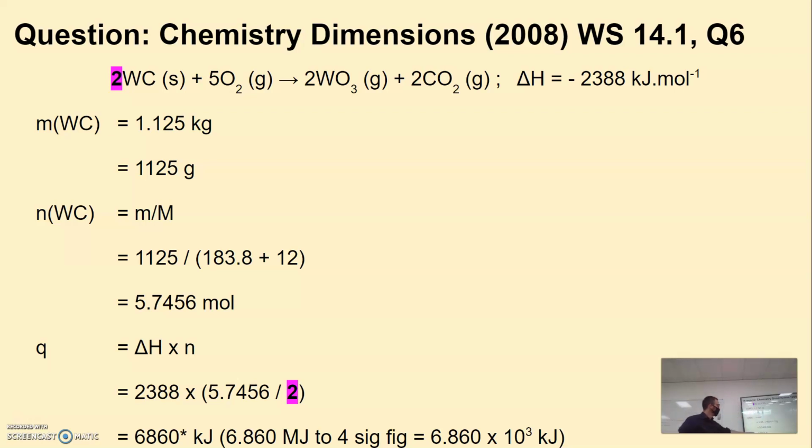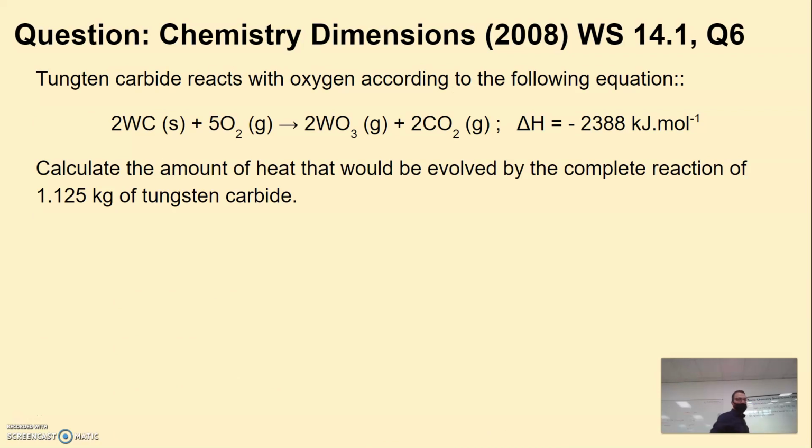5.74. Then delta H times n. I'm dividing by 2 because 2 mole gives me this, so therefore 1 mole gives me half of that. Gives me 6,860 kilojoules, or we could write that as 6.860 megajoules, or as 6.860 times 10 to the 3 kilojoules in scientific notation. So I'd accept any of these 4 responses. 4 significant figures because there are 4 significant figures in the question.